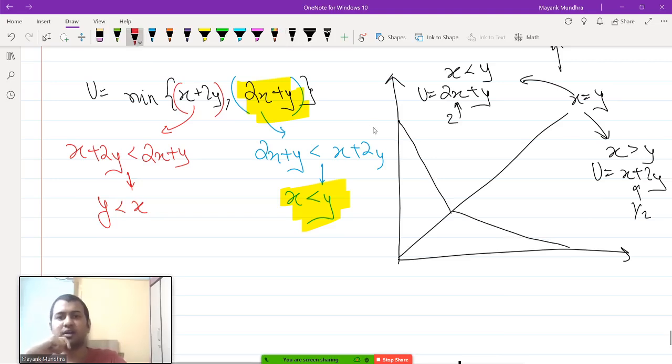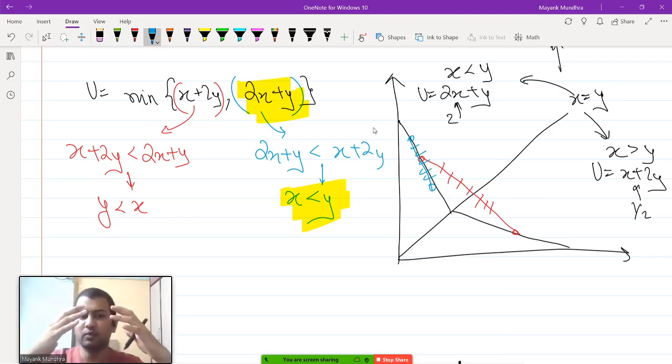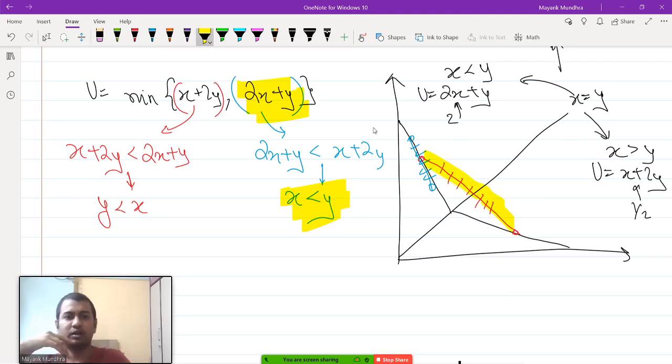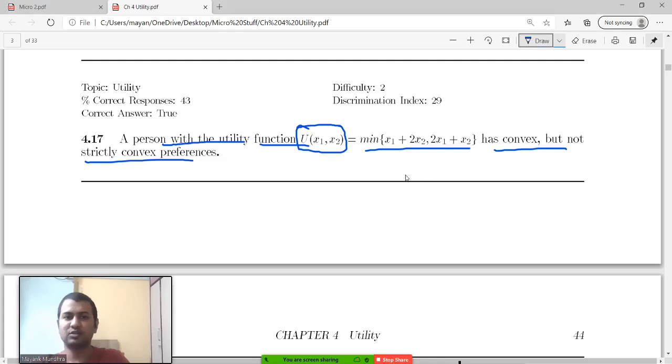Now if I connect any two points like this, all the points in between are strictly preferred, but if I connect points like these, all the points are indifferent. So all the intermediate points can either be strictly preferred if the case is the red case here, or all the points could be weakly preferred if the case is the blue case here. So you can have either of the situations. So that's why it is not strictly convex. It is weakly convex preferences. It is not strictly convex. So that's why the answer is true.